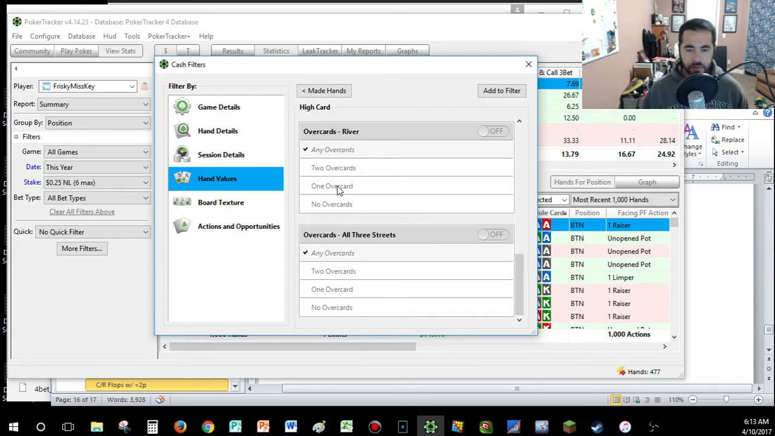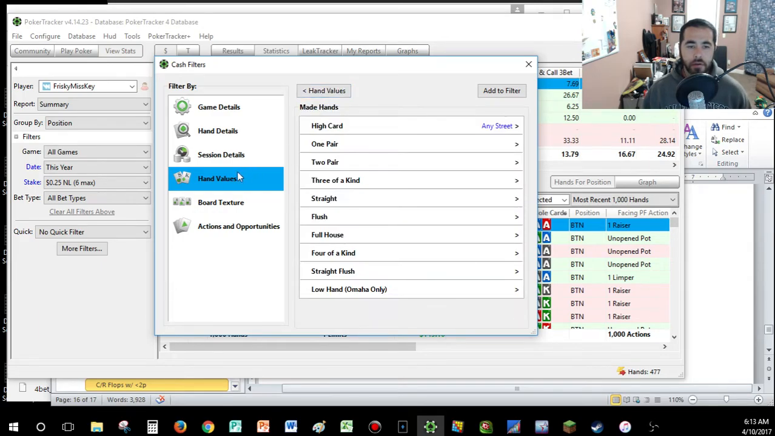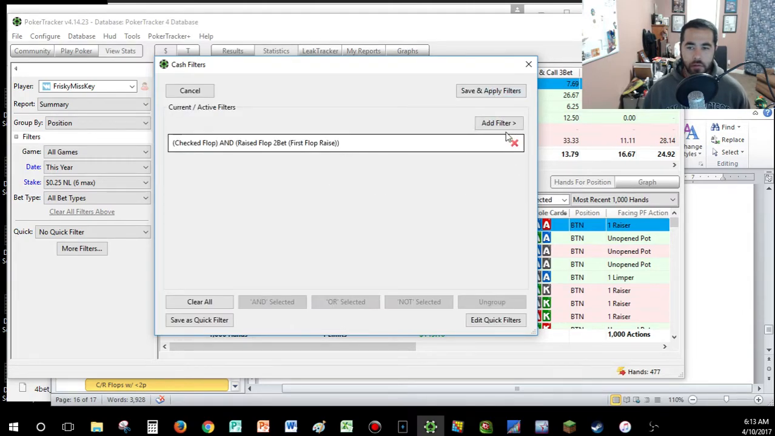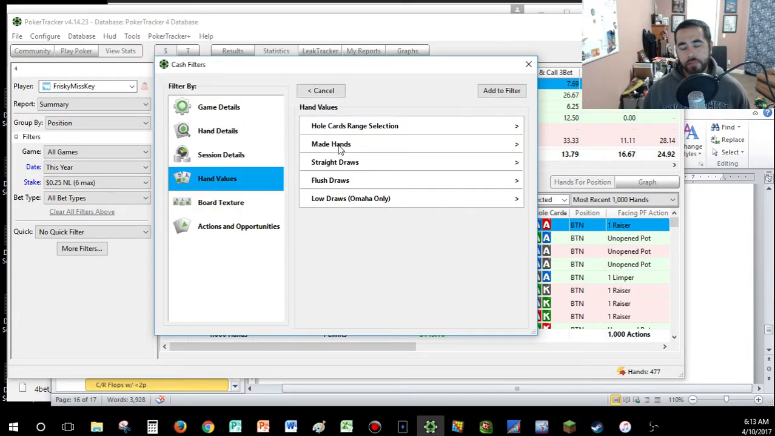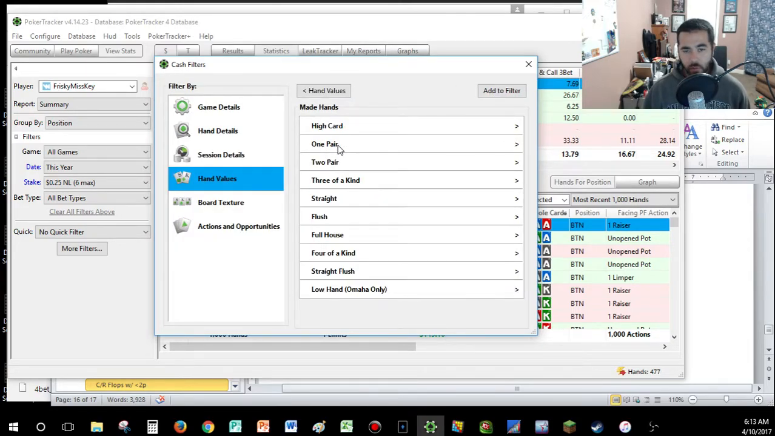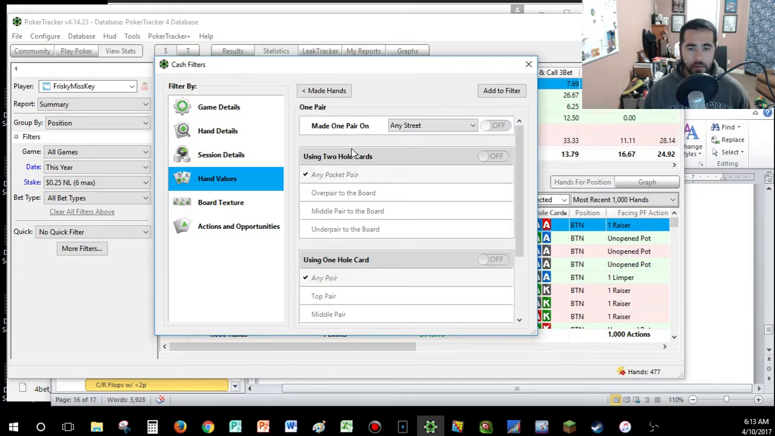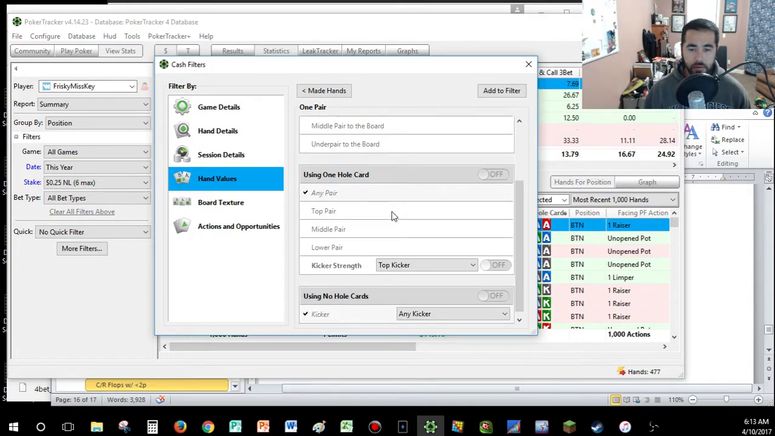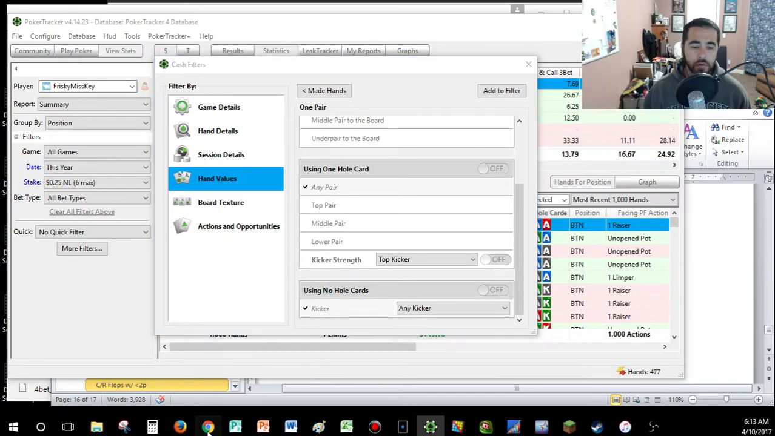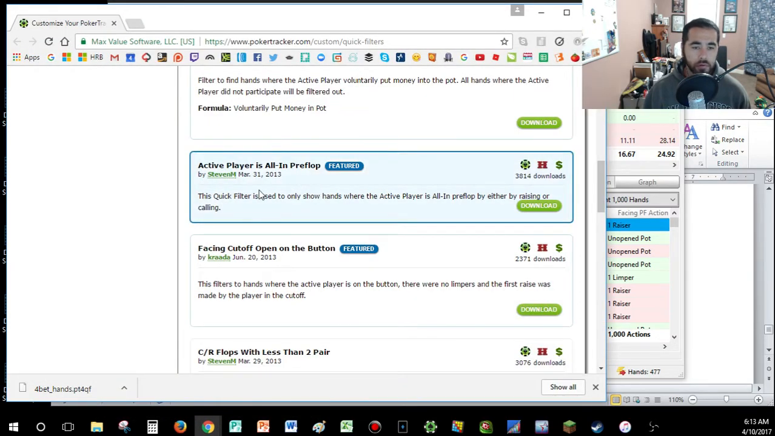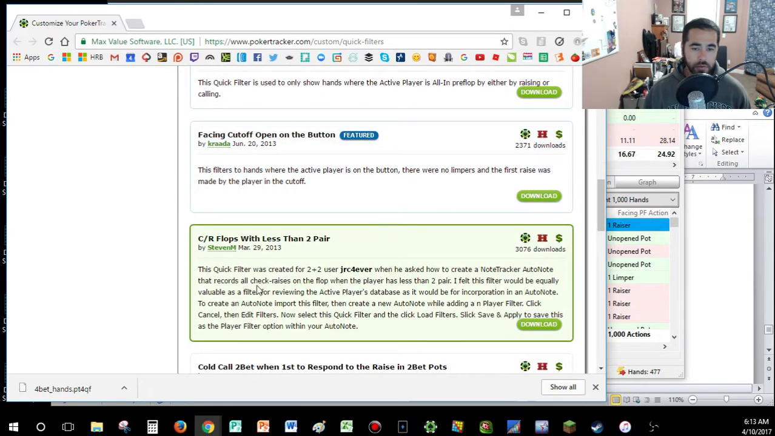Yeah, these are some of these filters I've... less than 2 pair. Well, if you have less than 2 pair, that's 1 pair, right? Over pair, middle pair, under pair, made 1 pair on the flop. Here it is.